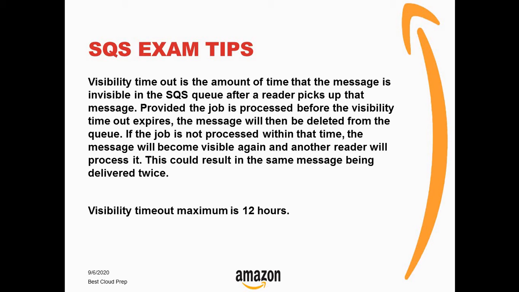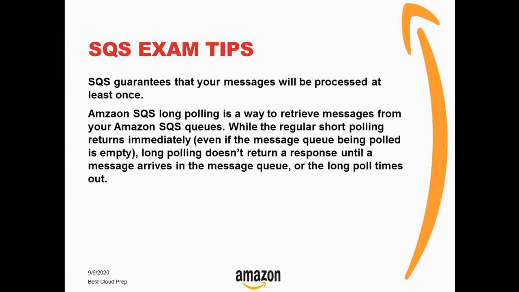So remember this is very important. If you are getting the same message being delivered twice and this is the root cause, you may want to increase your visibility timeout, just to give your EC2 instances that little bit of extra time to process the message. And finally, just remember that the visibility timeout maximum is 12 hours.